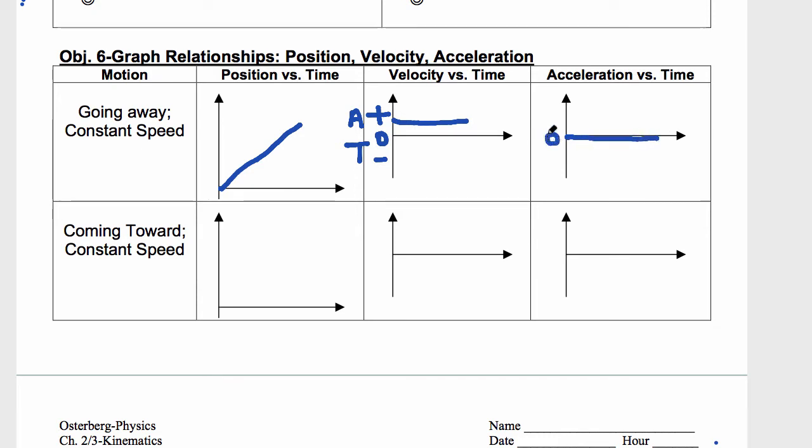And if you take a look at that, the slope of this line is positive. So your velocity is positive. The slope of this line right here is 0, so your acceleration versus time should be 0.